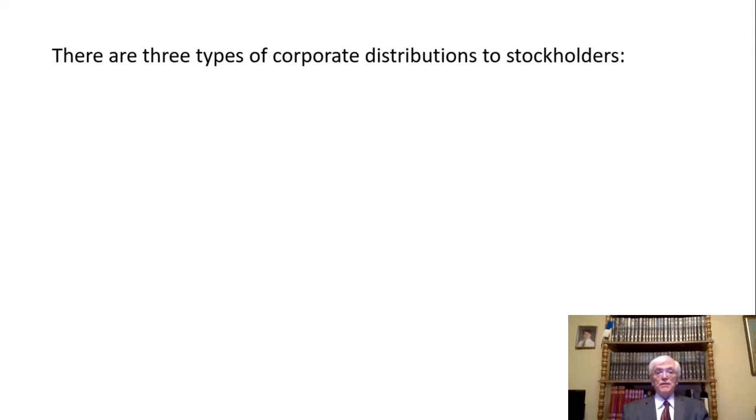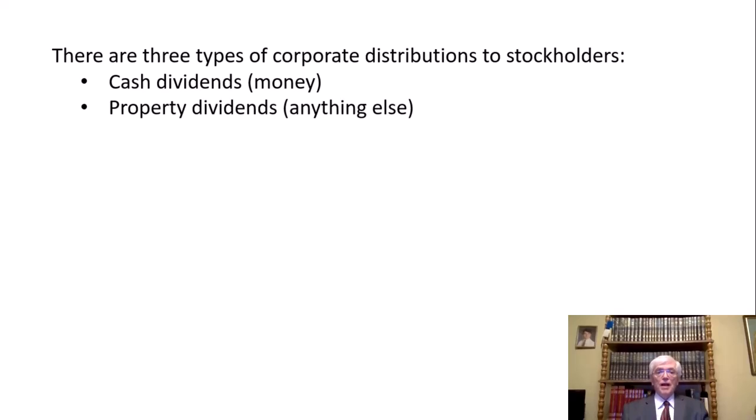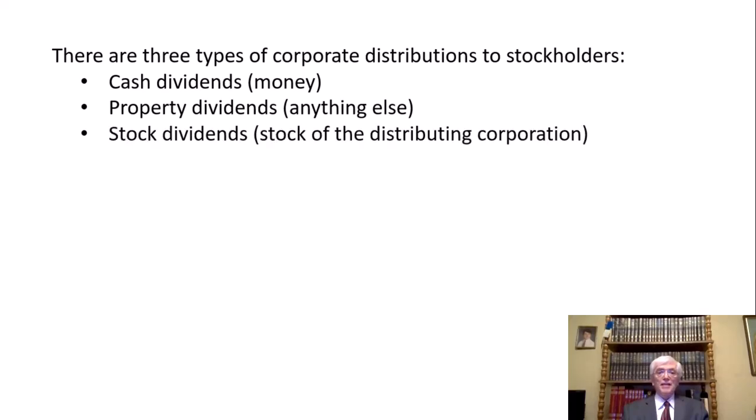First of all, there are three types of corporate distributions to stockholders. Cash, that's the most common type of dividend, a cash dividend. Property dividend is anything other than cash or also other than the third possibility, stock dividends, which is stock of the distributing corporation. So if the XYZ Corporation gives you shares of the ABC Corporation, that's a property dividend. But if the XYZ Corporation gives you shares of XYZ to add to your existing shares of XYZ, that's a stock dividend, and we will talk about stock dividends a little bit later.